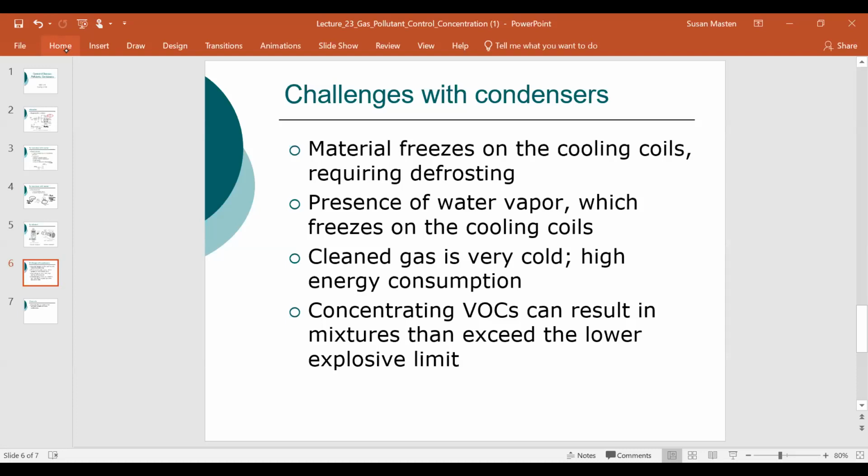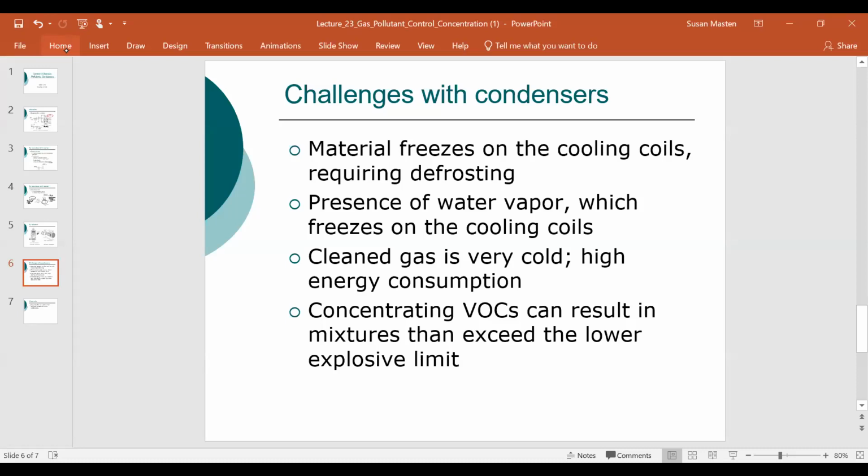And finally, one of the major challenges, especially when you're dealing with volatile organic chemicals, is that you have to be very, very careful that the mixtures don't exceed the lower explosive limit. If they do, then you have an explosion fire hazard, and you need to take all possible precautions to avoid possible ignition sources. Use flame arresters. You don't want flamethrowers. You want flame arresters to prevent any fires or explosions.